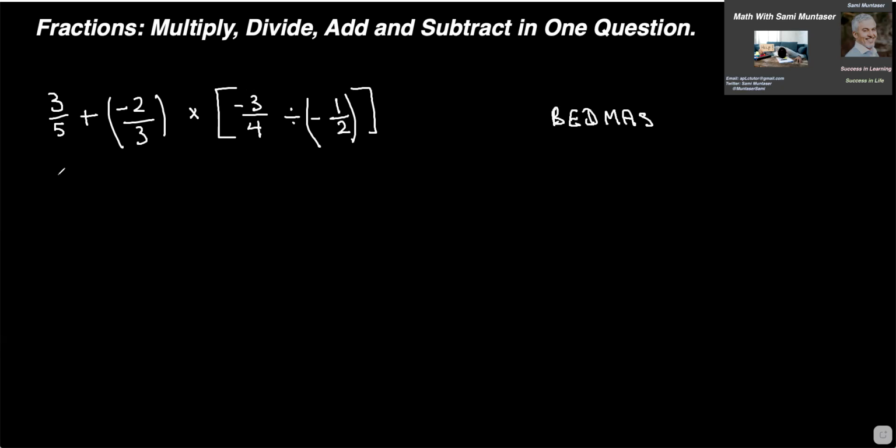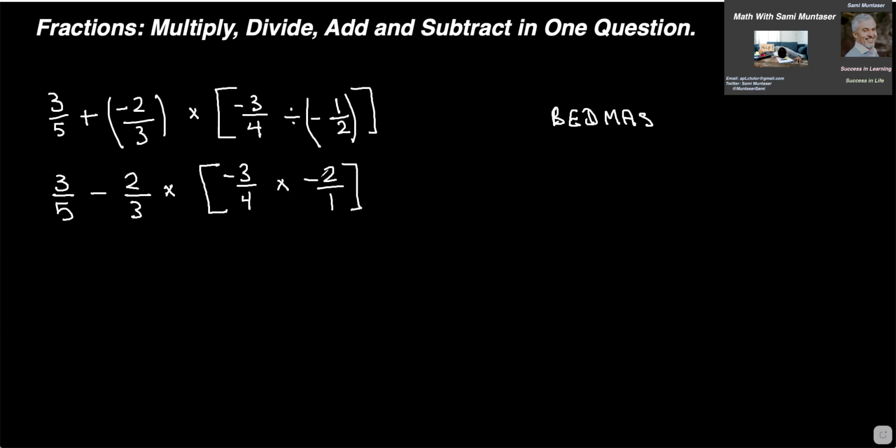One thing I'm gonna do here, it's a plus, a minus, so I'm just gonna change this to minus 2/3. But you don't do anything else after that. Times, we're gonna do what's in the brackets first. So in the brackets, we have -3/4 divided by -1/2. What you have to do, you have to flip that and make it multiplication. So you change the division to multiplication, flip this, and you'll get -2/1.